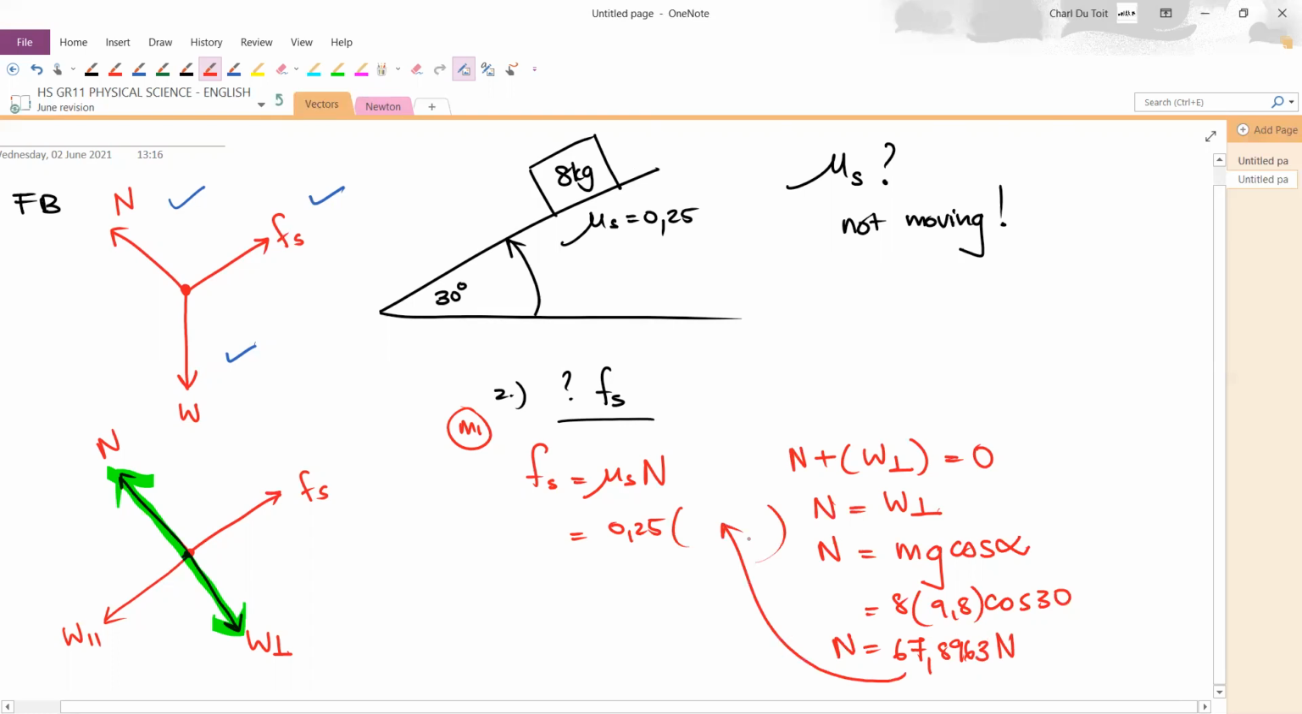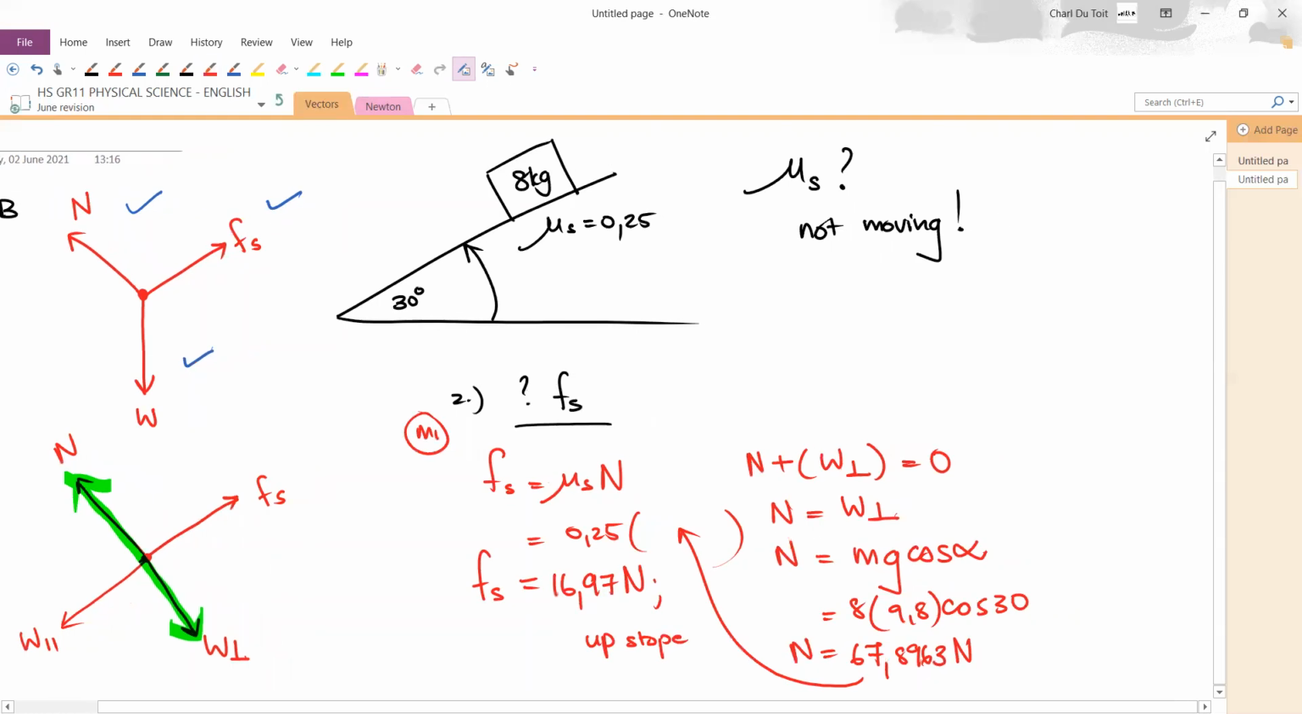So I'm just going to multiply that by 0.25. So my static friction is 16.97 Newton, up the slope. F_s equal to 16.97 Newton. Must you write up slope, sir? What do you normally do? Well, it's a vector, so you have to give direction. Oh, yes, sir.